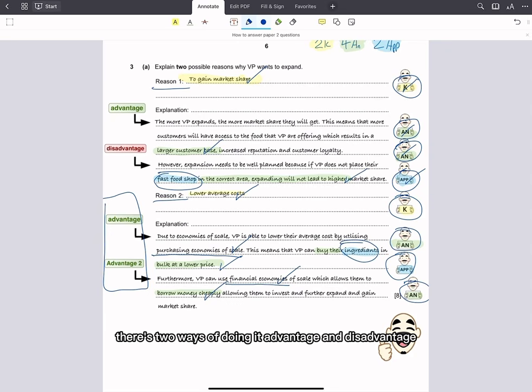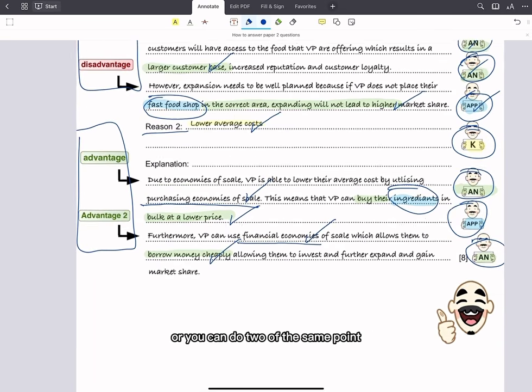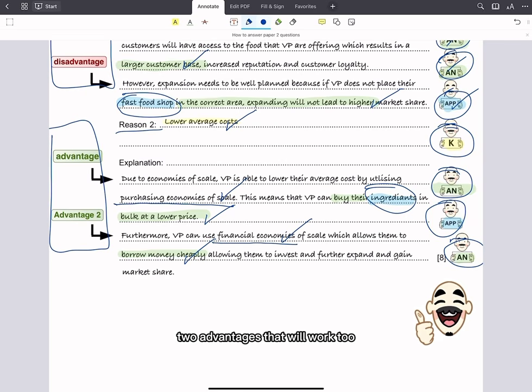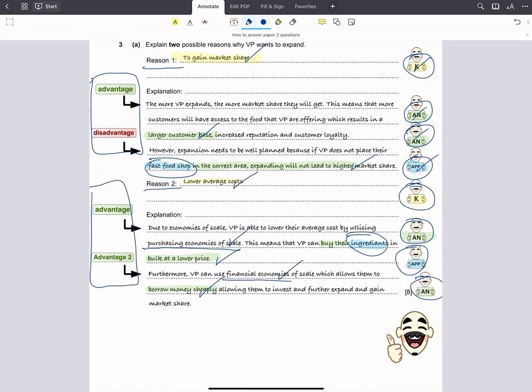There's 2 ways of doing it, advantage and disadvantage, or you can do 2 of the same point, 2 advantages. That will work too. Just make sure you are explaining the impact of it where it's indicated in the green.